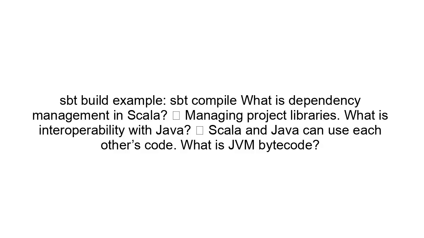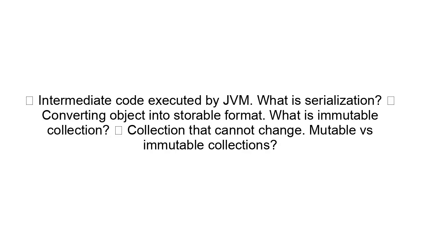What is dependency management in Scala? Managing project libraries. What is interoperability with Java? Scala and Java can use each other's code. What is JVM bytecode? Intermediate code executed by the JVM. What is serialization? Converting an object into a storable format.